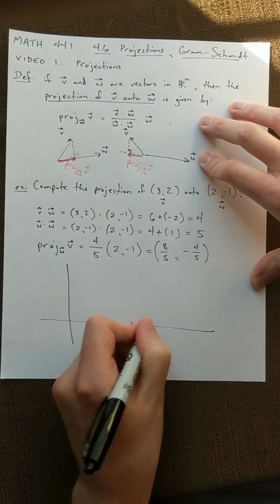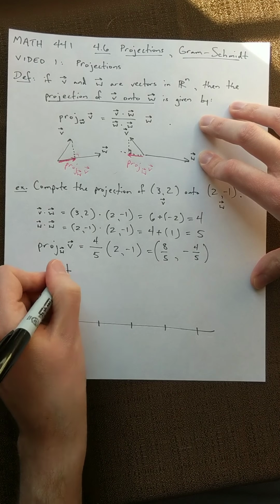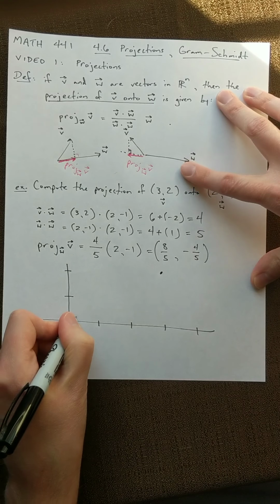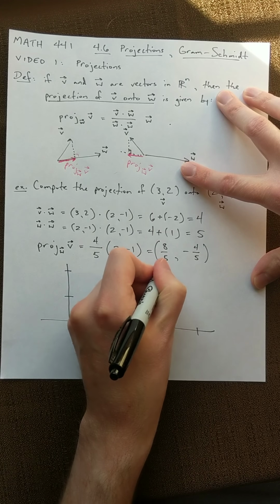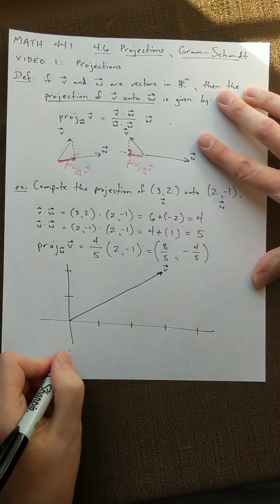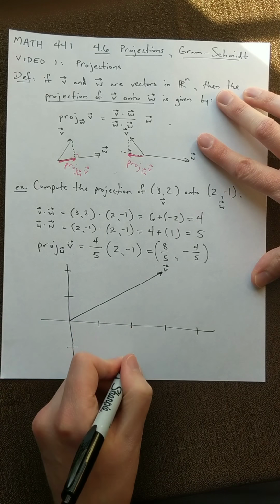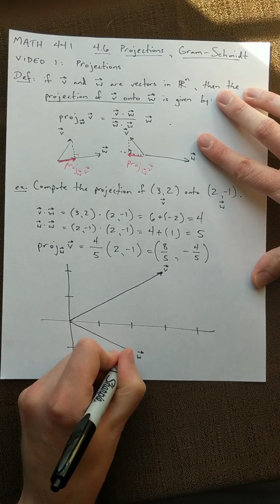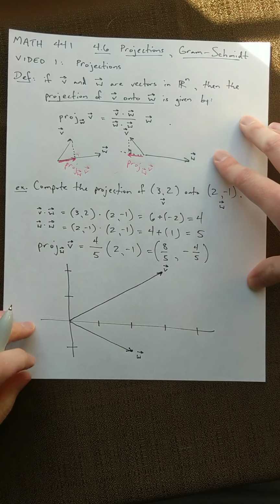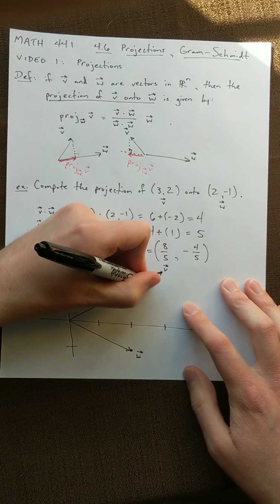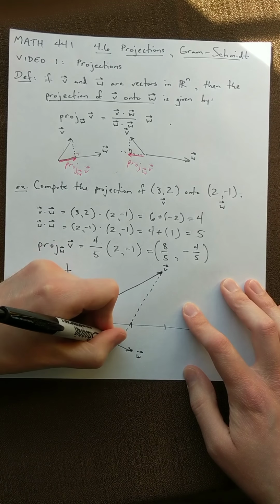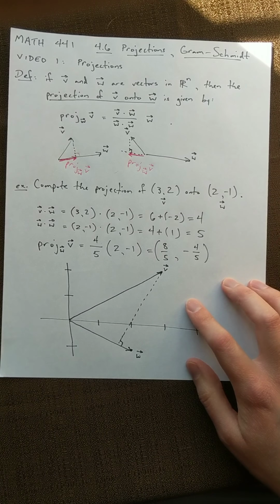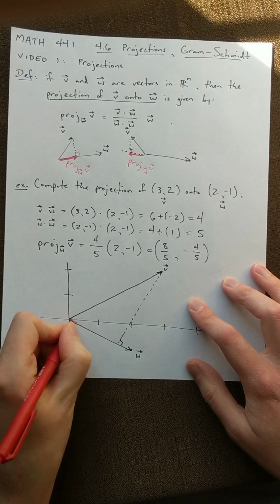So let's do 1, 2, 3, 4, 1, 2. Okay, so the vector v is (3, 2). The vector w is (2, -1). And if we draw a perpendicular line, it looks pretty close to perpendicular, then our projection would be the component of v along w.